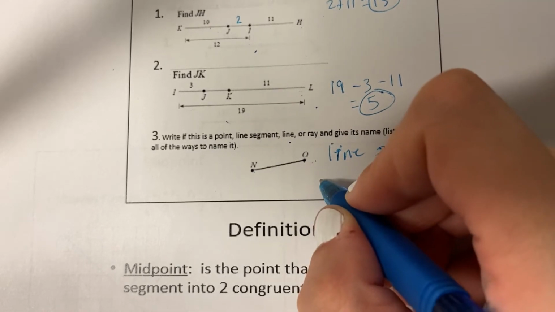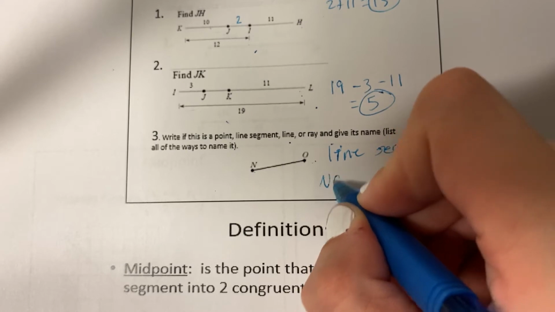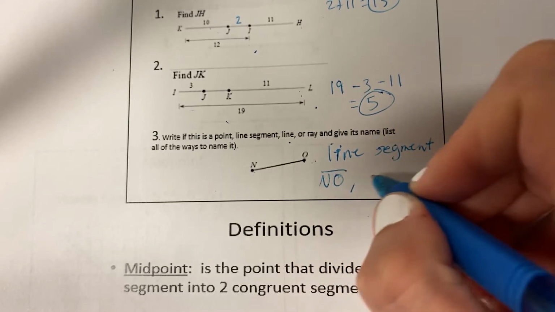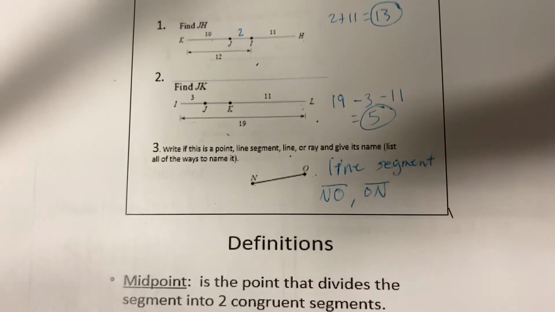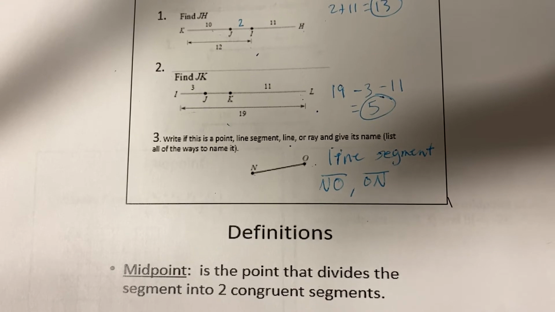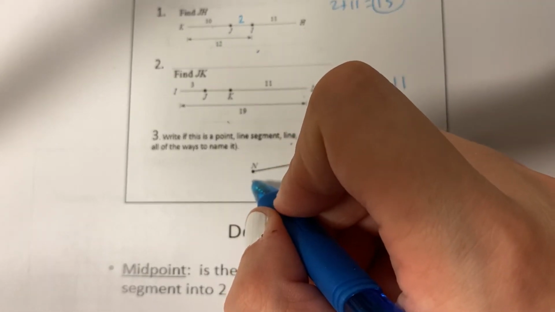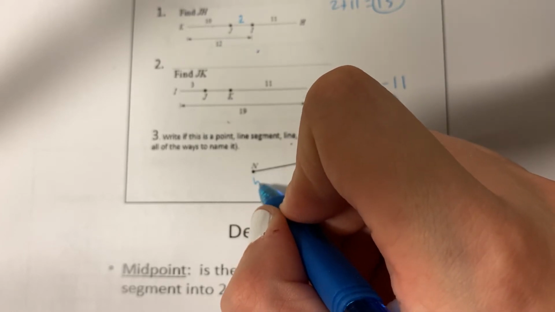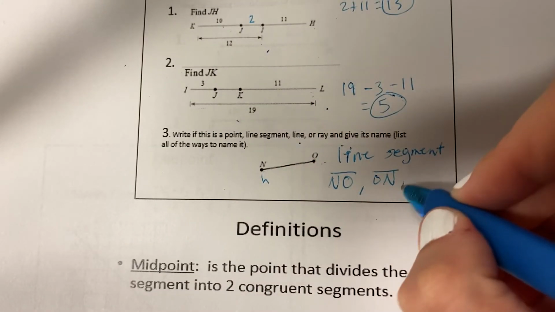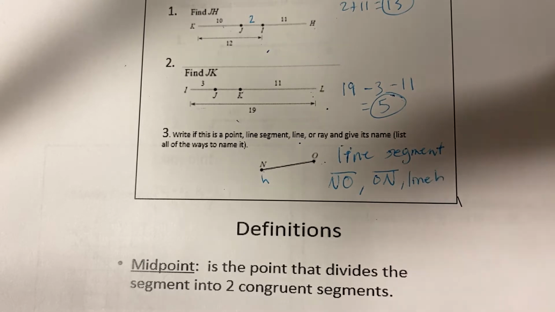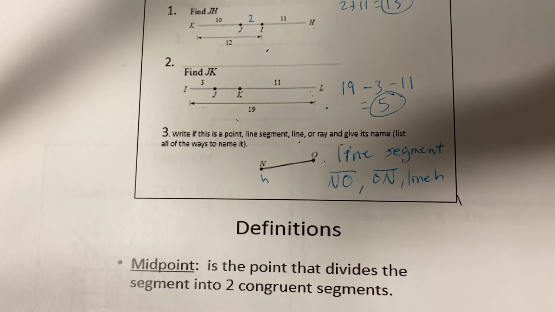Then I'm going to label this as NO, no, or on, and there you go. If we had, let's say, a little letter over here, like an H or something like this, we could also name it line H. So just kind of throwing that out there. But since we don't have that, we wouldn't say it.